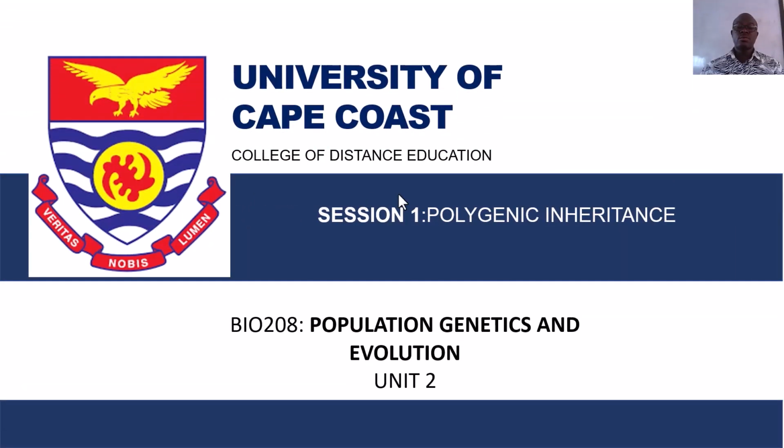Welcome once again to Population Genetics and Evolution, Unit 2, Session 1, Polygenic Inheritance. By the end of this session, you should be able to explain polygenes, state and explain different types of gene action, distinguish between continuous and discontinuous variation, and draw graphs to illustrate them.